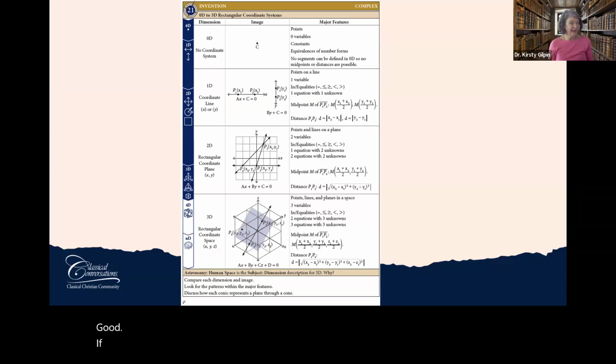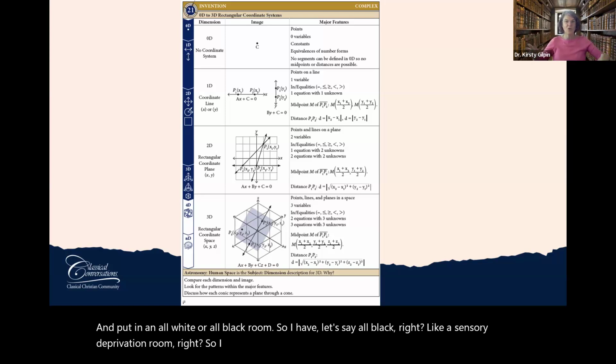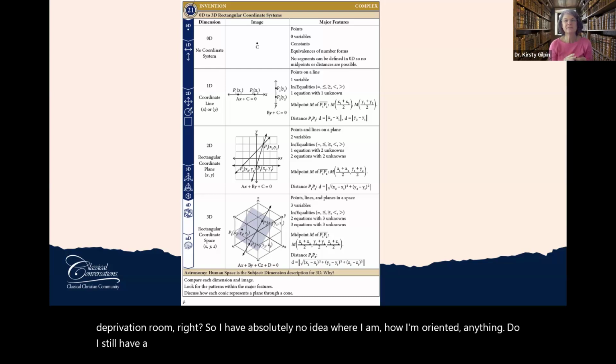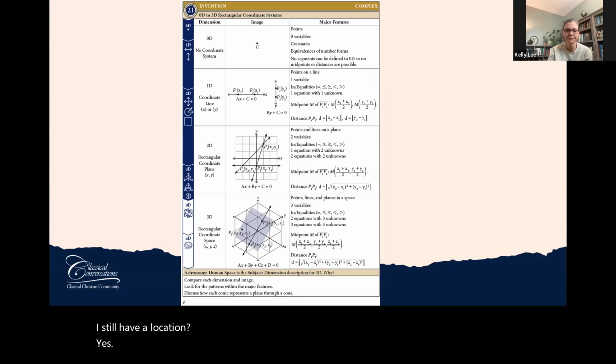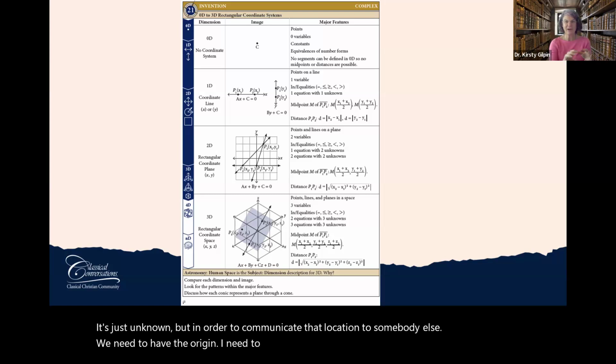If I was kidnapped and put in an all white or all black room, let's say all black, like a sensory deprivation room, so I have absolutely no idea where I am, how I'm oriented, anything. Do I still have a location? Yes, it's just unknown. It's just unknown. But in order to communicate that location to somebody else, I need to have the origin, and then I need to have my system of addressing from there.